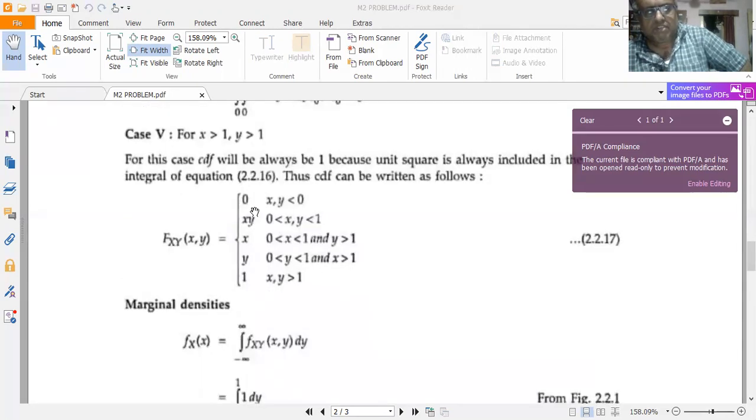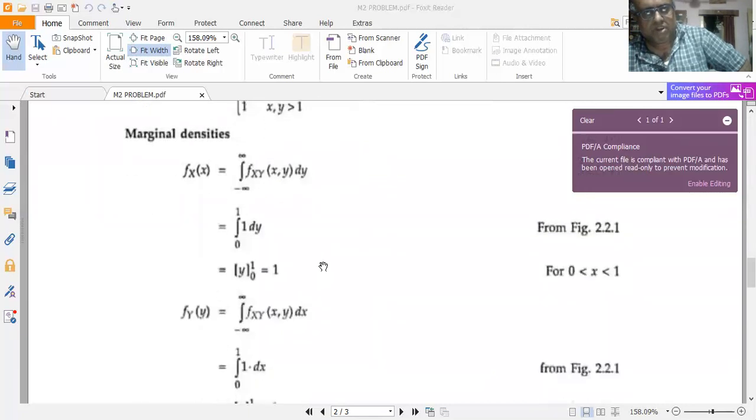Fxy(x, y) is always given by 0 for x, y less than 0, xy for 0 less than x, y less than 1. It is equal to x for 0 less than x less than 1 and y greater than 1, and it is equal to y for 0 less than y less than 1 and x greater than 1, and it is equal to 1 for both x, y greater than 1.